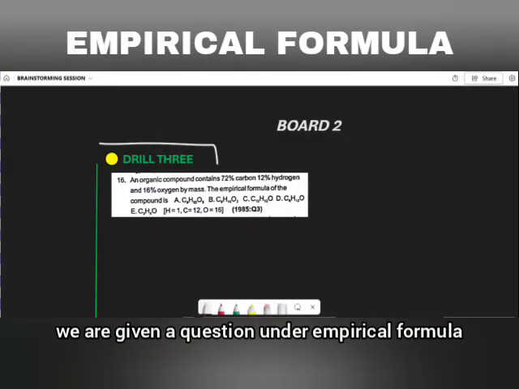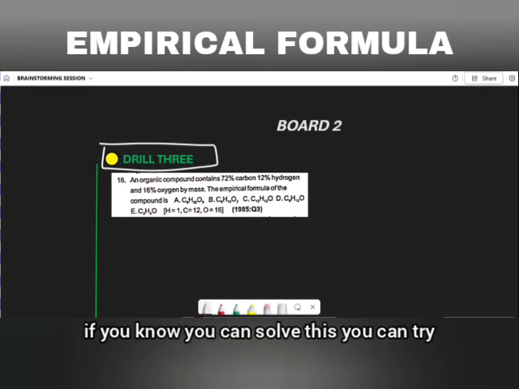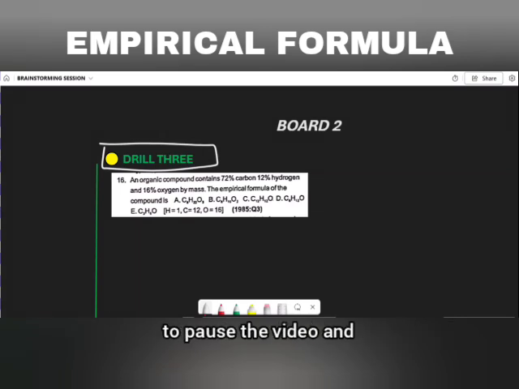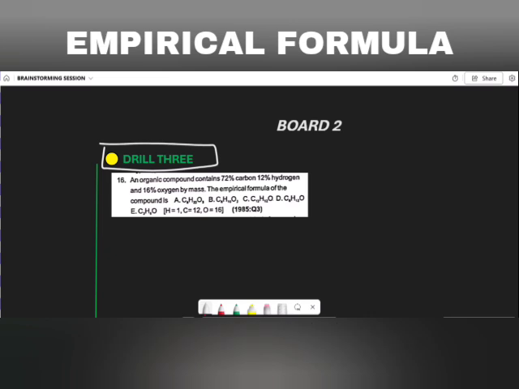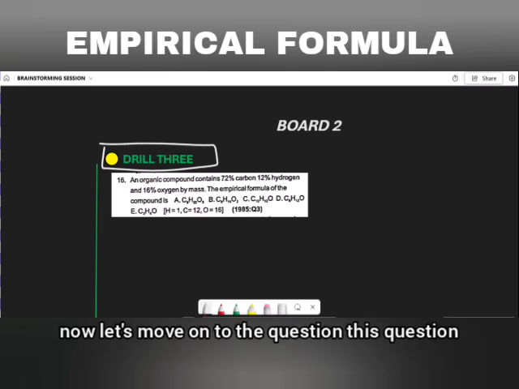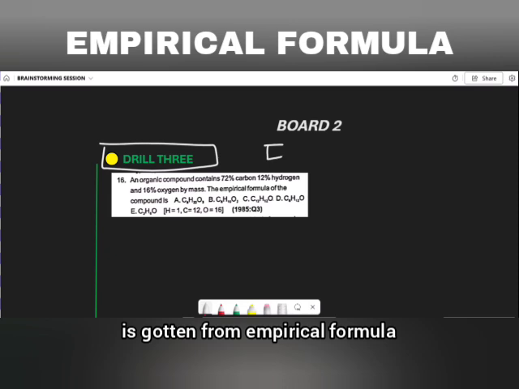In our day 3, we are given a question under empirical formula. If you know you can solve this, you can try to pause the video, and by the end of the video, you can look to see whether you have the right answer. Now let's move on to the question. This question is gotten from empirical formula.